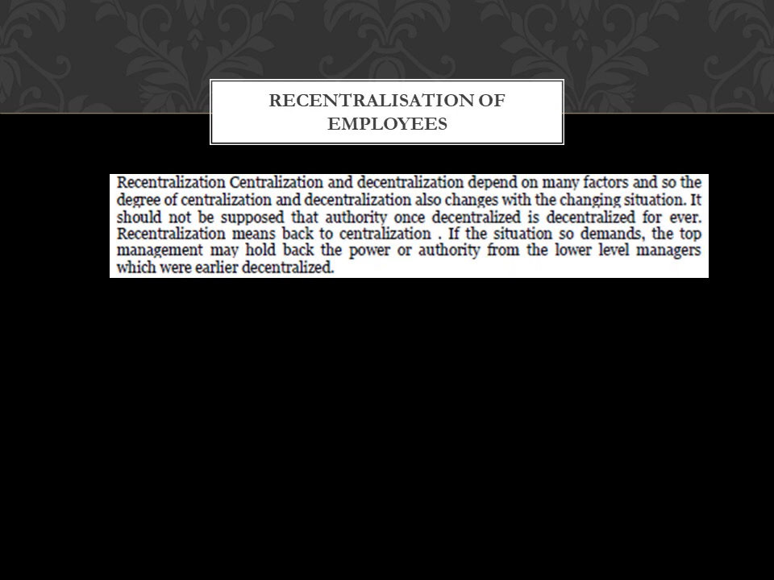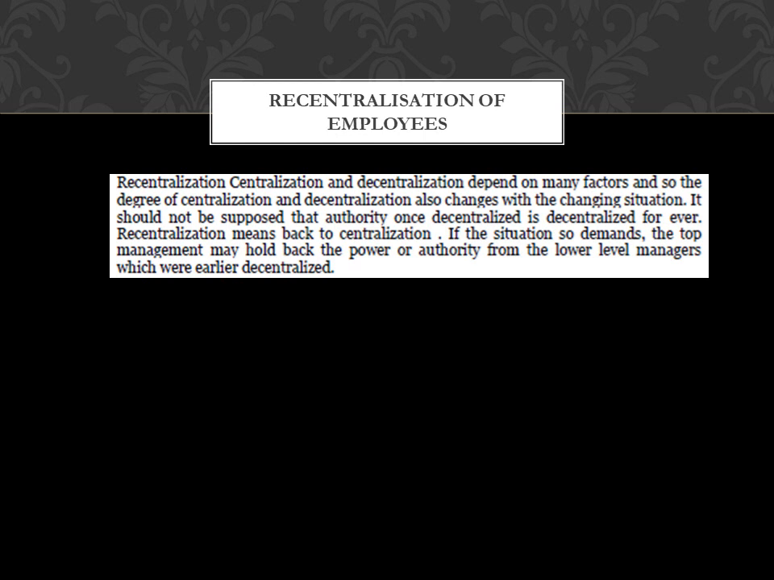Recentralization. Centralization and decentralization depend on many factors, so the degree of centralization and decentralization also changes with the situation. It should not be supposed that authority once decentralized is decentralized forever, because sometimes decentralization may not work for a certain organization, so they may restructure the organization and bring back decentralization to centralization.